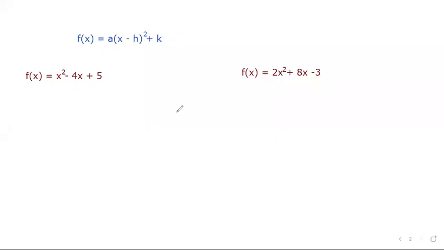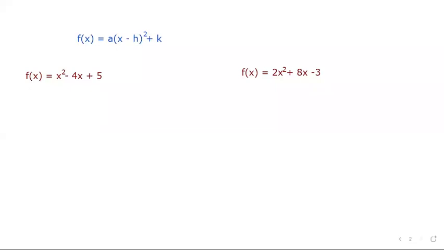Okay, here we want to look at quadratic functions, and we want to look at how to put them into standard form. Standard form is up here in blue: a times x minus h squared plus k. But they're never given to us in this form, so we have to obtain this form.